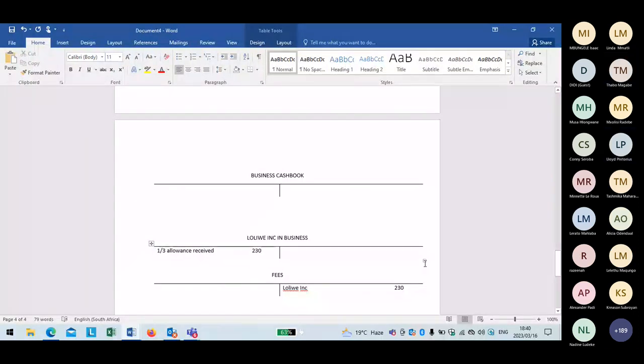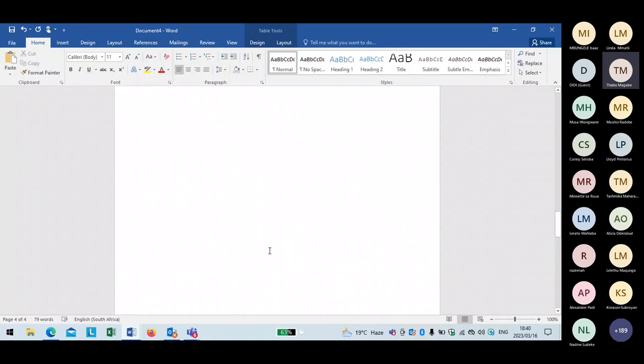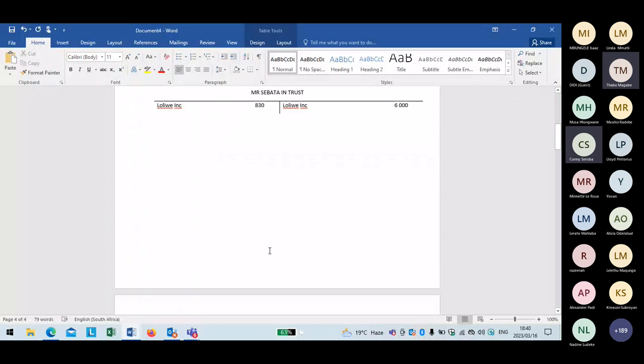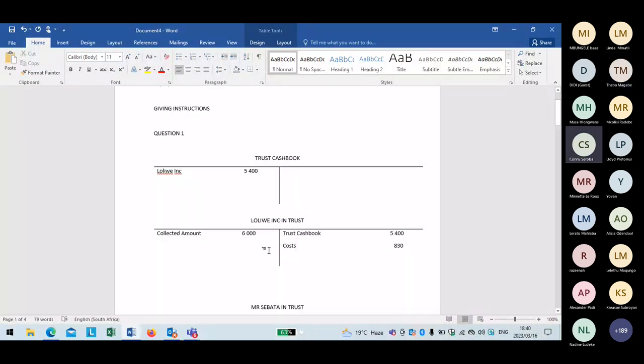Listen, madam. It is sufficient for you to say that Loliwe owes us 230 in business, and in trust there's 230 available standing to the credit account of Loliwe. That is sufficient. You don't need to go far. All we want is whether there are sufficient funds in trust. So don't complicate it. Do you follow?